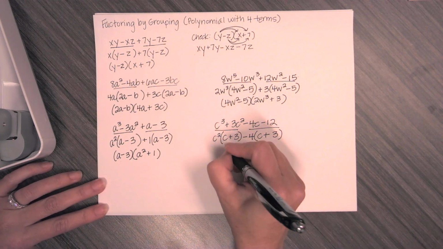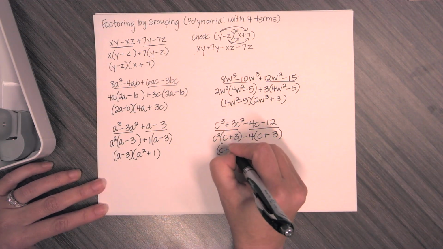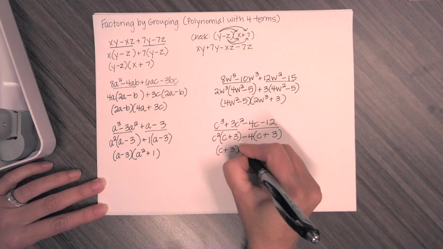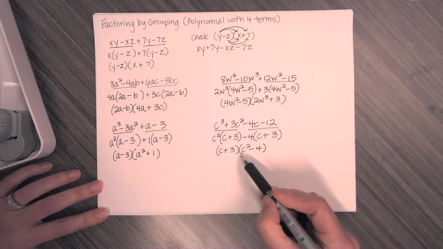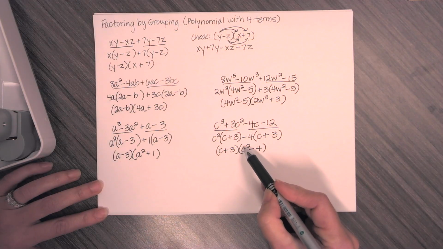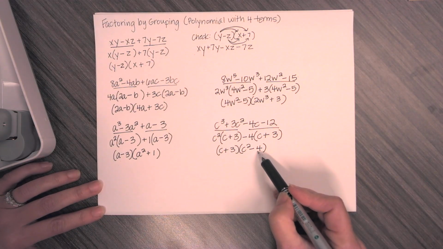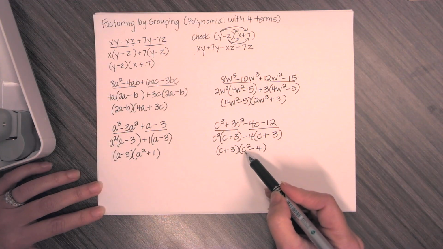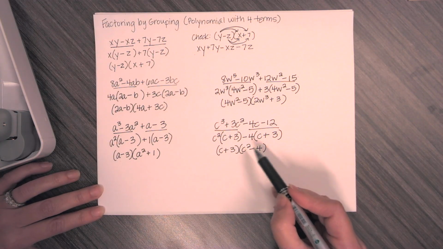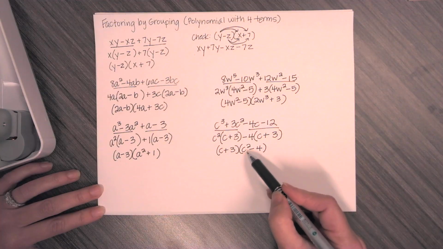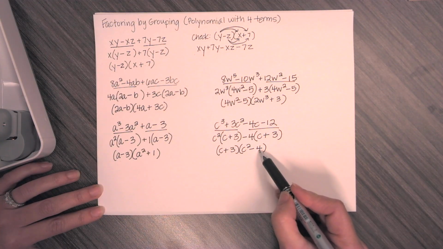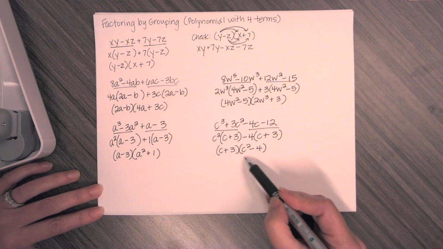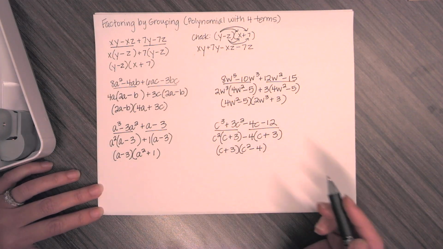All right, now I'm going to factor out a c plus 3, which is going to leave me with c squared minus 4. Now, we have not learned how to do this yet, but this one can actually factor further. This is called the difference of squares. I'm not going to do it in this video, but if you want to watch my difference of squares video, it will explain how to factor this piece of the polynomial a little bit further. But for now, I'm going to leave it like that.